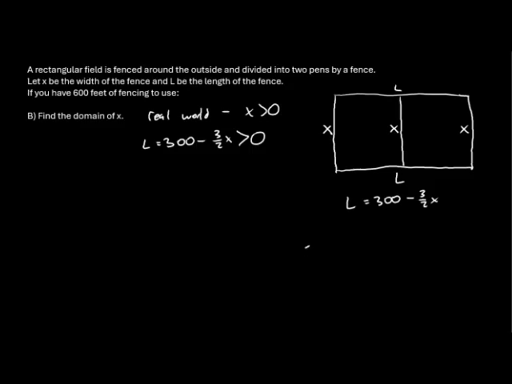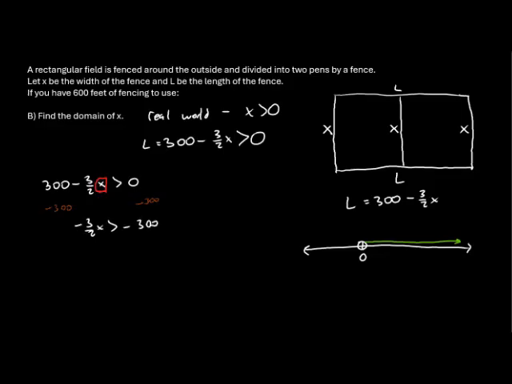We'll draw a number line now. We know that x must be greater than 0, and we'll place an open circle on 0. We'll also put a green arrow to show that we must go right from 0. But now we have to solve our other inequality, 300 minus 3 halves x greater than 0. To get x by itself now, we will subtract 300 from both sides. If we do our subtraction, we'll get negative 3 halves x is greater than negative 300.